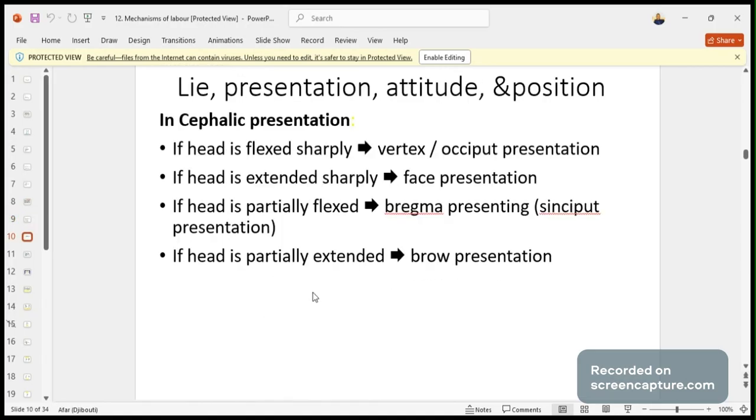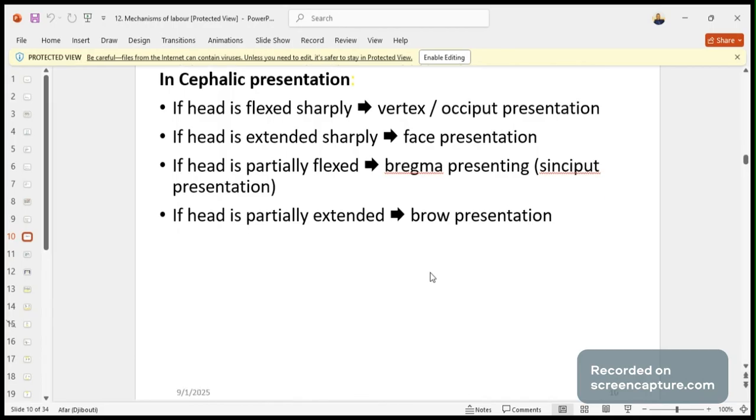So in cephalic presentation, if the head is sharply flexed, it is called vertex or occiput presentation. If the head is sharply extended, face presentation. If the head is partially flexed, bregma presentation. If the head is partially extended, brow presentation. Okay, so all those ones give us the knowledge for today.